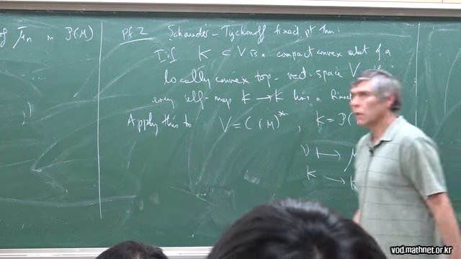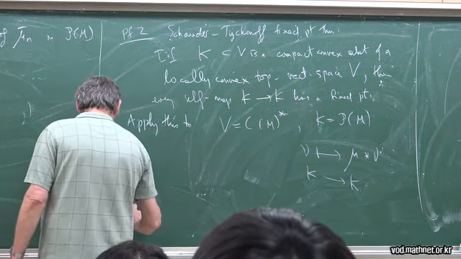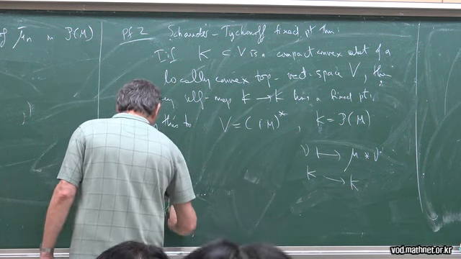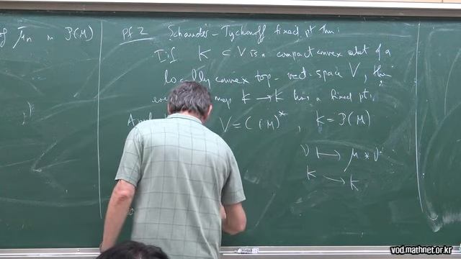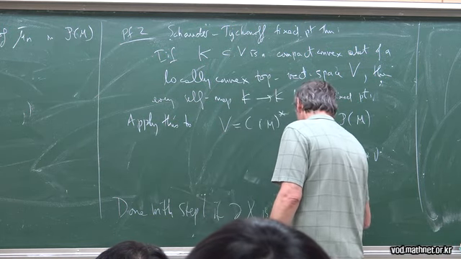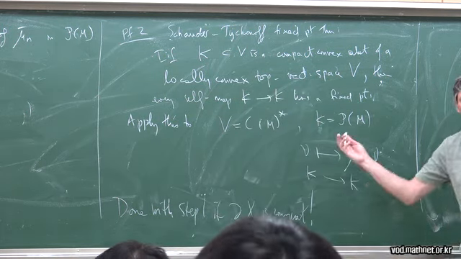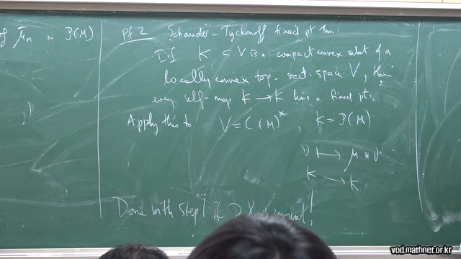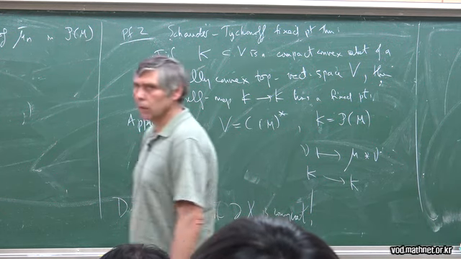Okay, so basically we are done with step 1 if boundary X is compact. That's what this says, right? But now this is where we have to work harder, when boundary X is not compact.